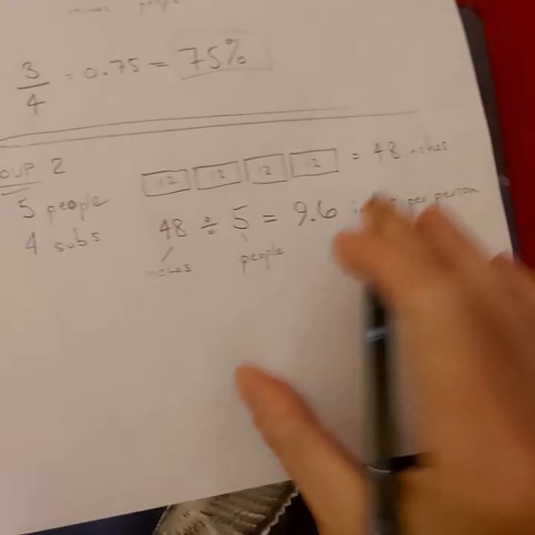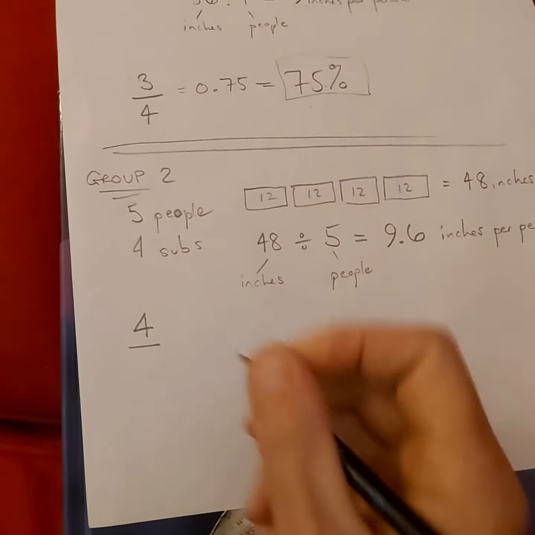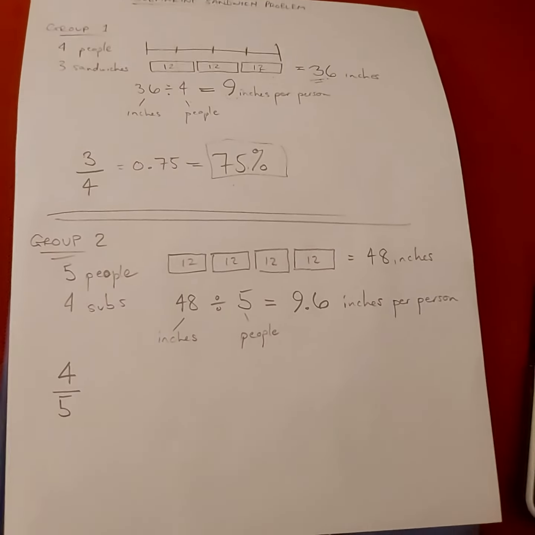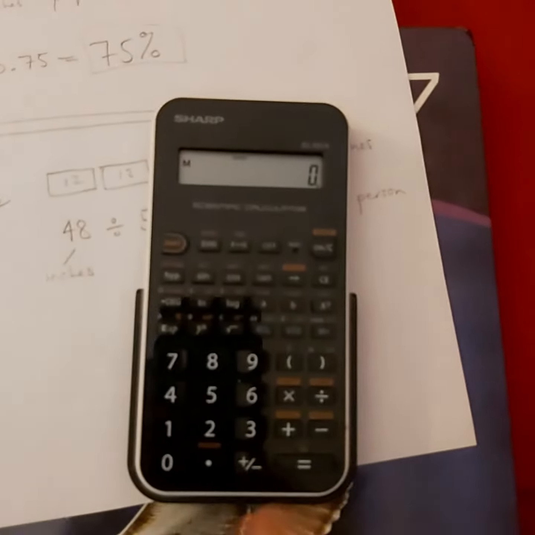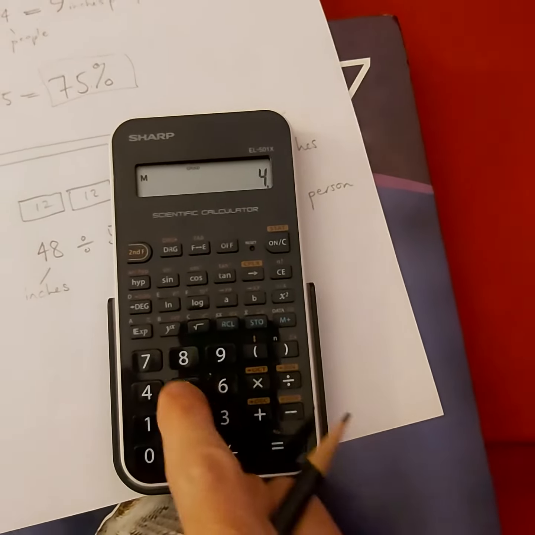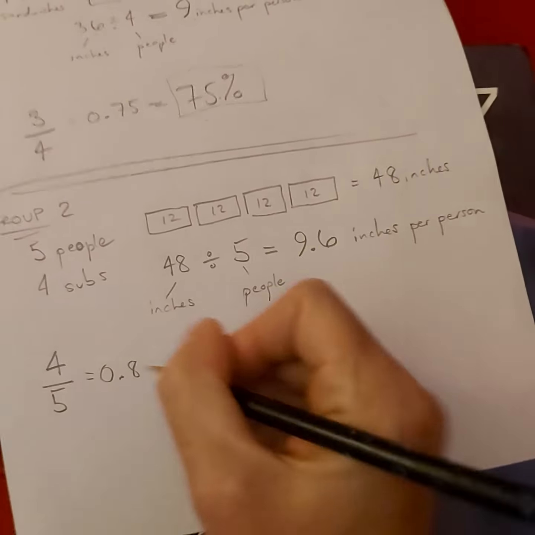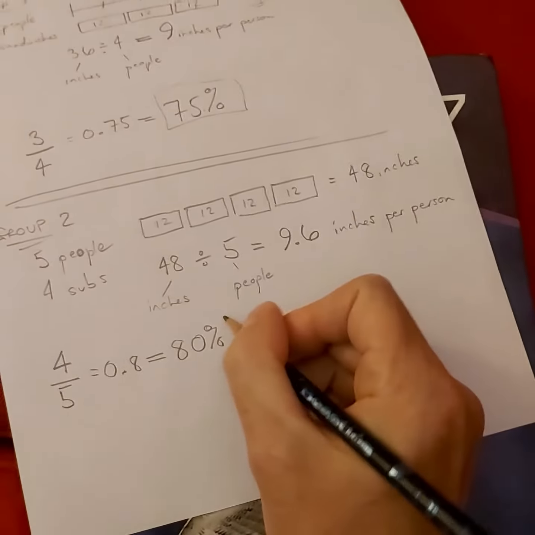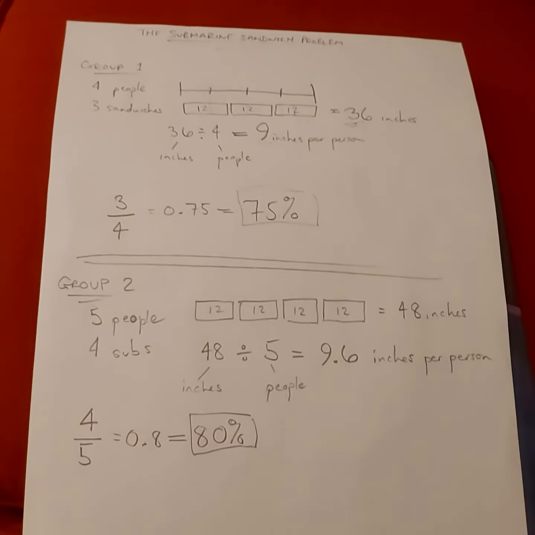Okay, if we look at this as a fraction, we have 4 subs divided by 5 people. 4 out of 5. Okay, that seems like a pretty decent number. If we do the division to figure out what this is as a decimal and a percentage, 4 divided by 5 equals 0.8, which also, if we multiply by 100, becomes 80%. So the people in group 2 are actually doing better than the people in group 1. They're getting 80% of a sandwich rather than 75% of a sandwich.